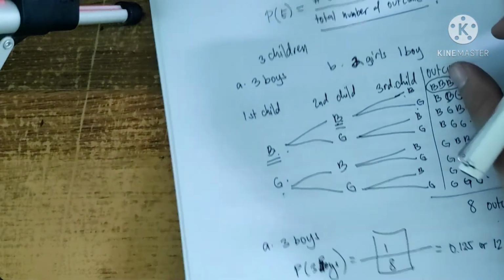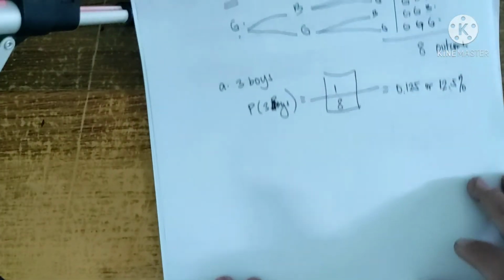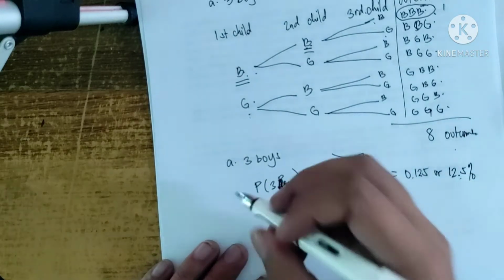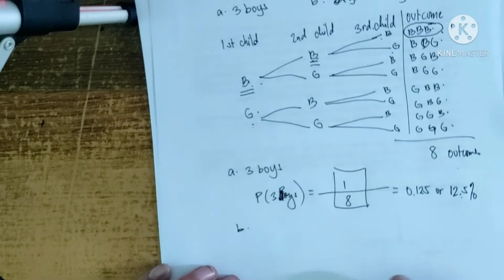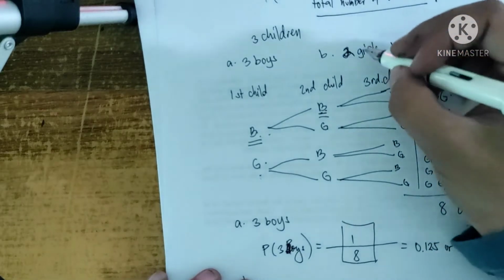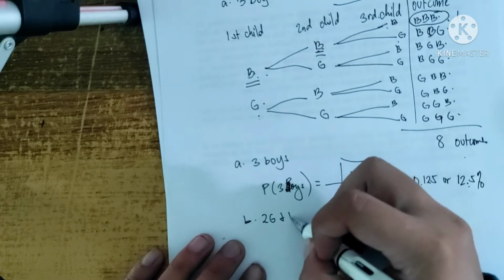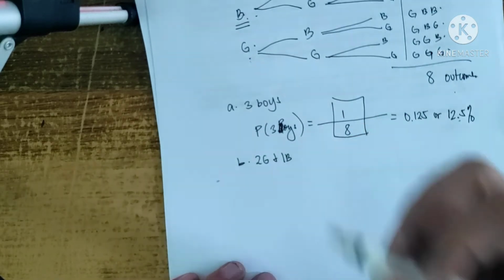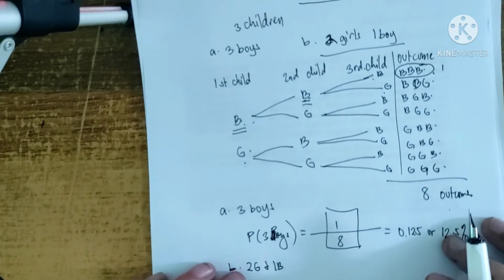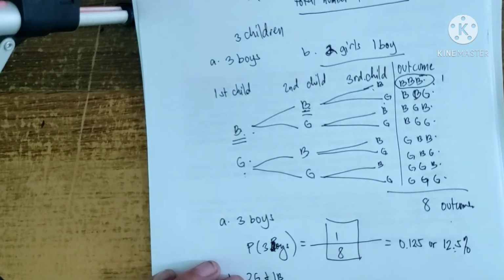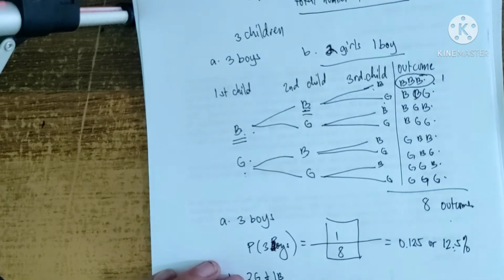Okay? Next, we have letter B. Sabi dito, 2 girls and 1 boy. So, 2 girls and 1 boy. So, the probability of having 2 girls and 1 boy, hanapin natin kung saan merong 2 girls at saka 1 boy.